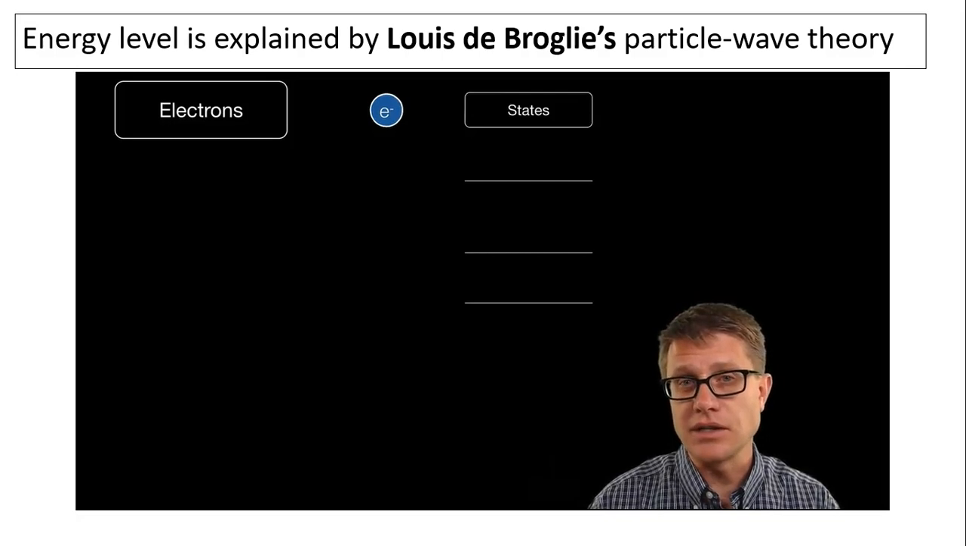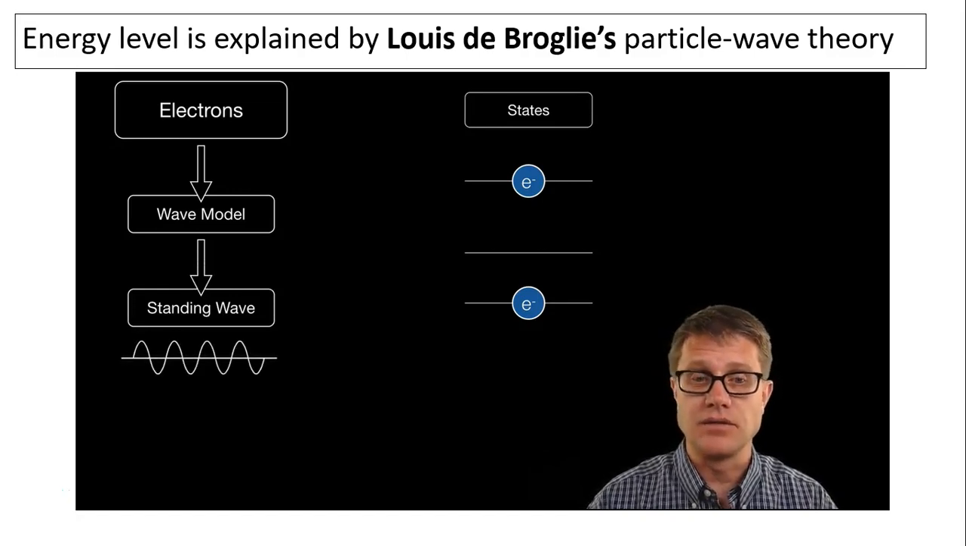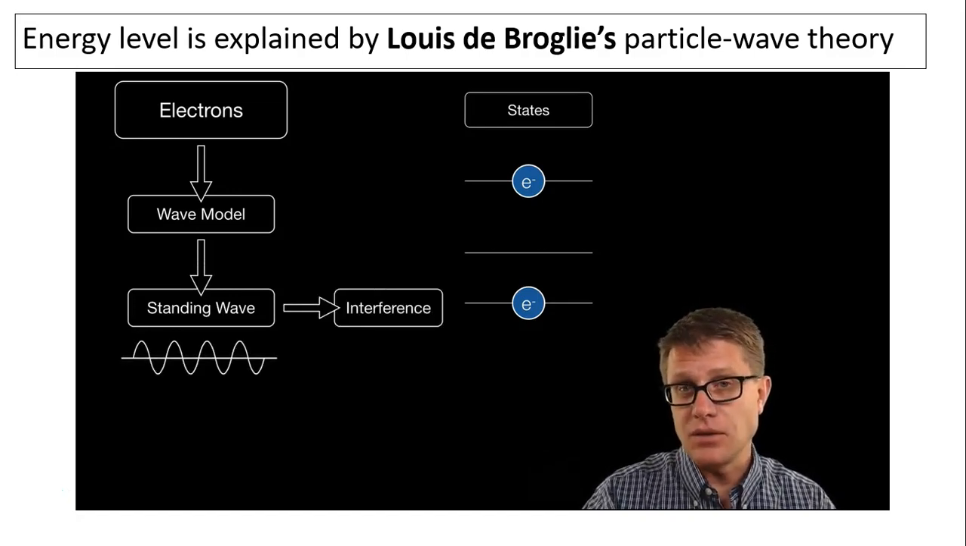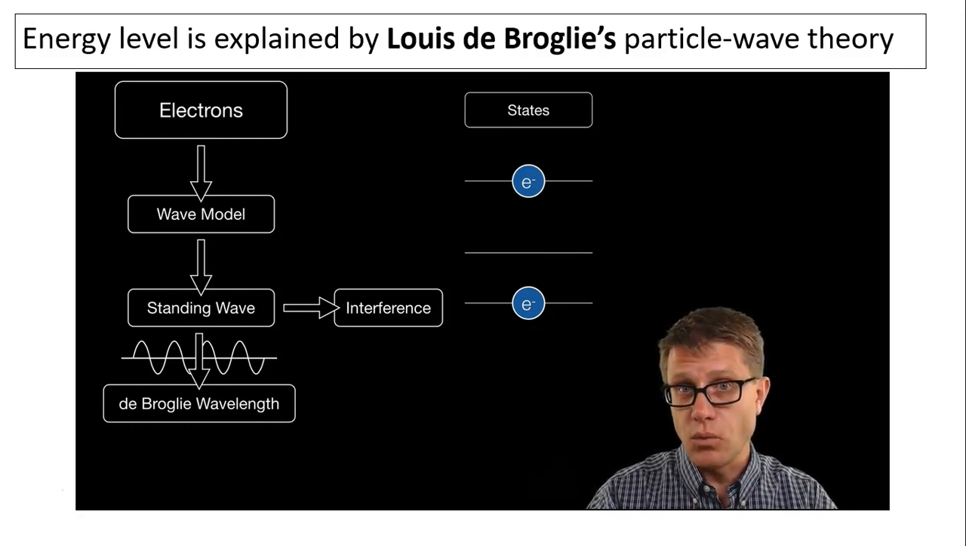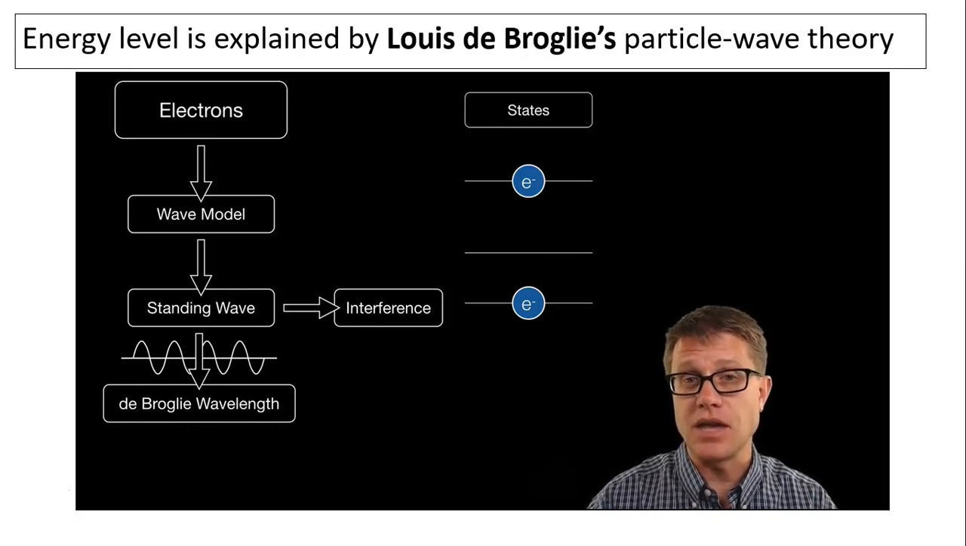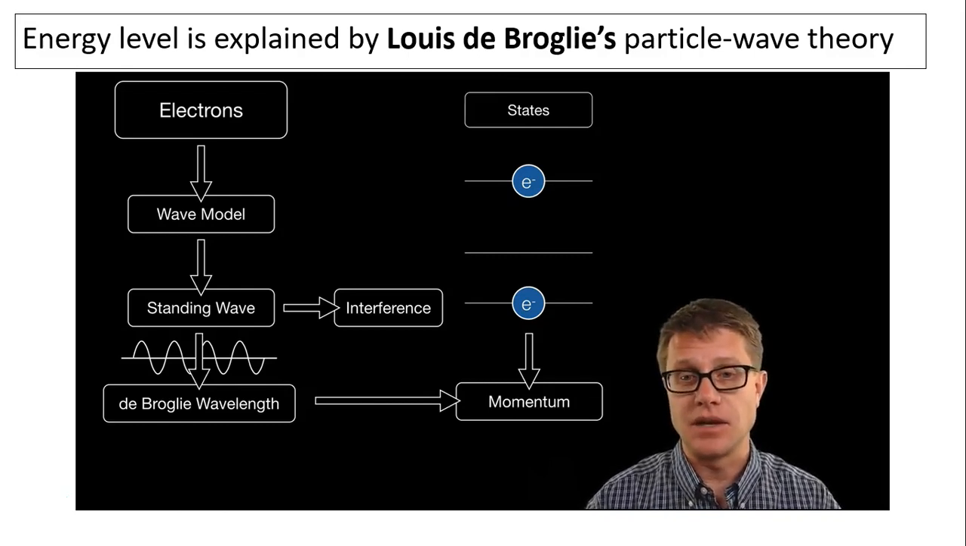And so electrons can only exist in certain energy states. And so the wave model allows us to understand this at the level of standing waves. And so standing waves occur when the waves are interfering with themselves. And so the de Broglie wavelength showed us what that wavelength is, and then we could use that to calculate the momentum and even figure out what's the size of the atom itself.